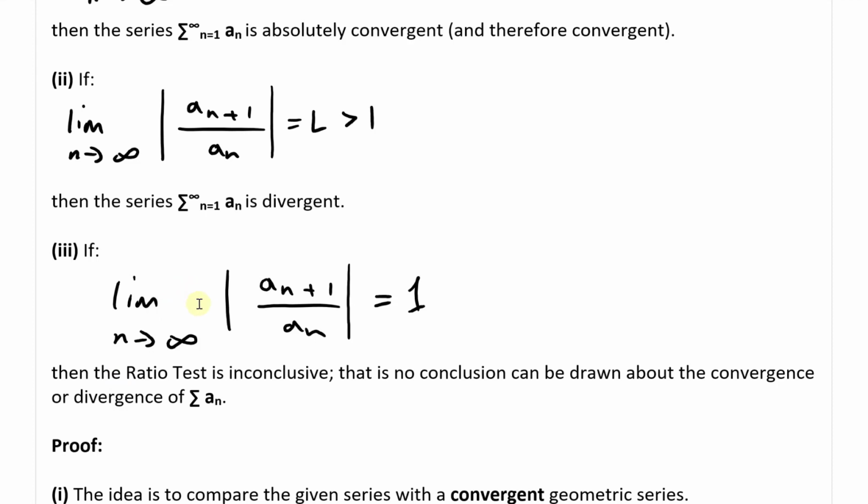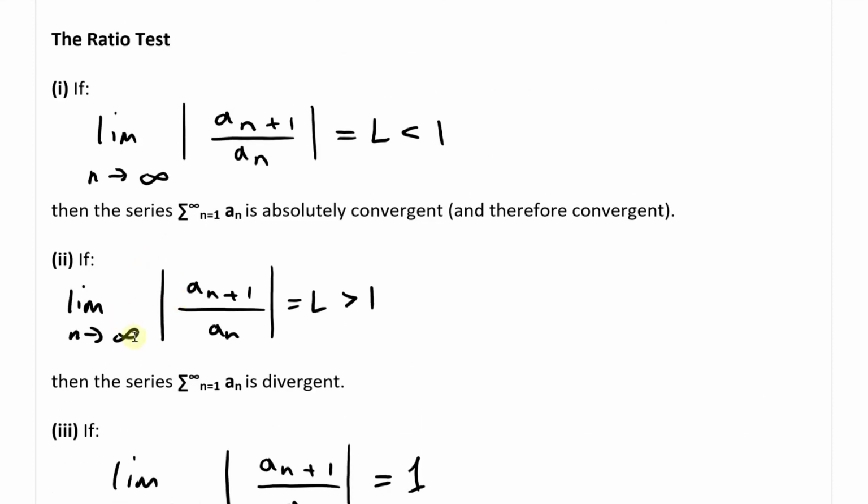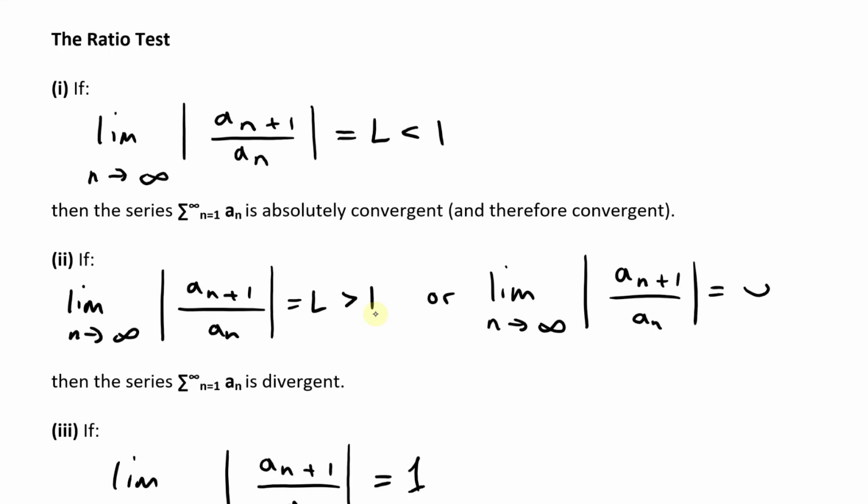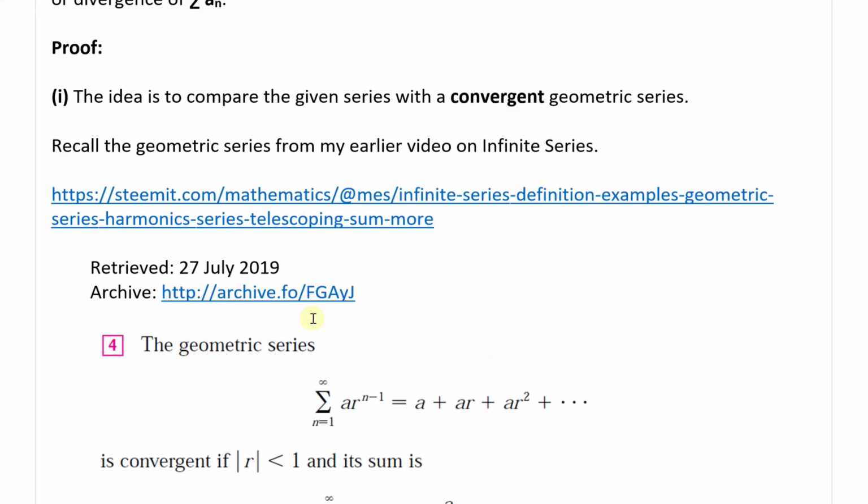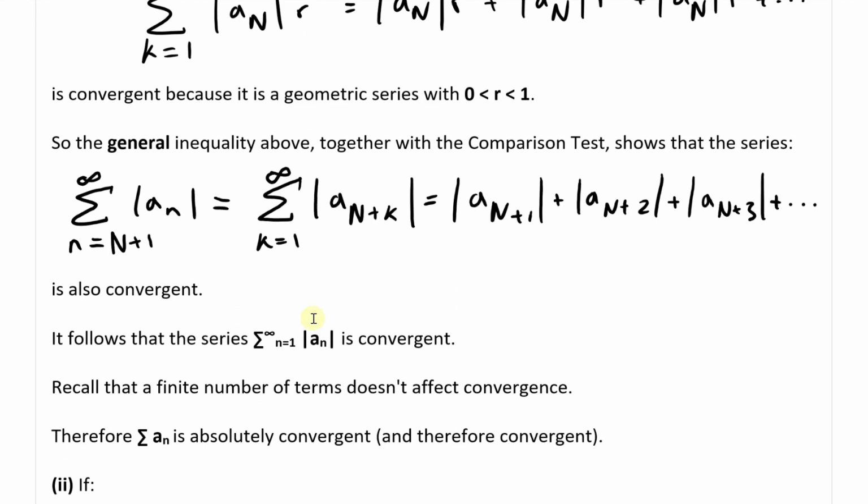It says if the limit as n approaches infinity of the absolute value of an plus 1 over an, the ratio, equals L, and it's greater than 1. Also, I forgot to state, this is the more trivial one, where the limit as n approaches infinity of the ratio an plus 1 over an equals infinity. Then in this case, the series is also divergent. I just forgot to write that down earlier, so pardon me there.